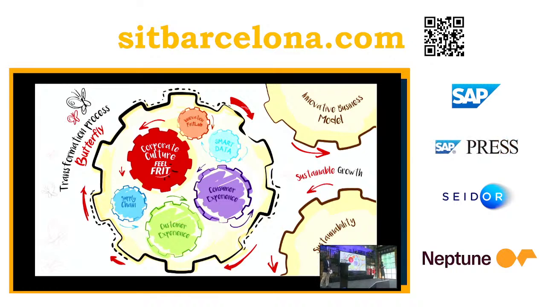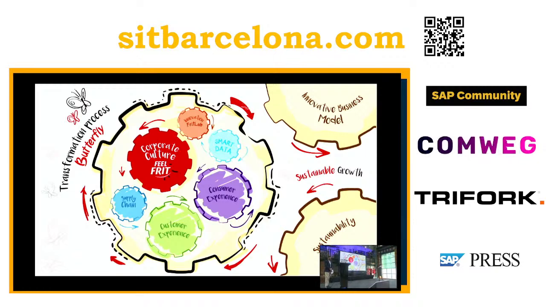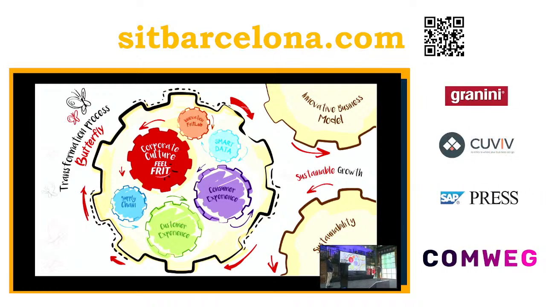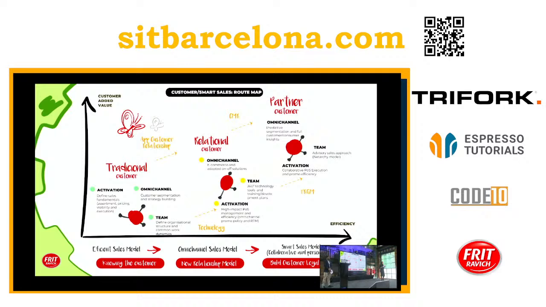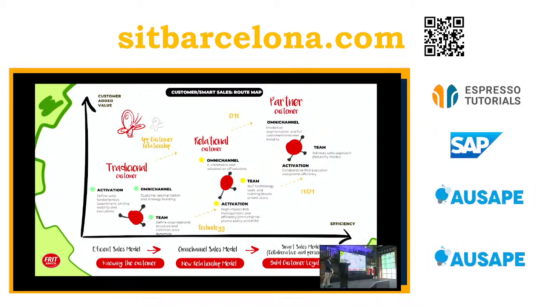Additionally, we focus on two essential areas for sustainable growth: innovative business model and sustainability. All this facilitates that we adapt quickly, responsibly, and effectively to new challenges and opportunities. So to sum it up, the Butterfly process is the engine that impulses our transformation strategy, and it's making us improve processes.